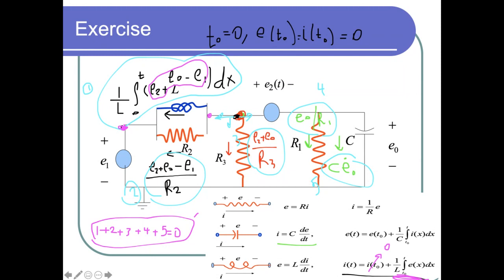Okay. Now, to complete the story, let me take the derivative of the equation. Yes, Muhammad.